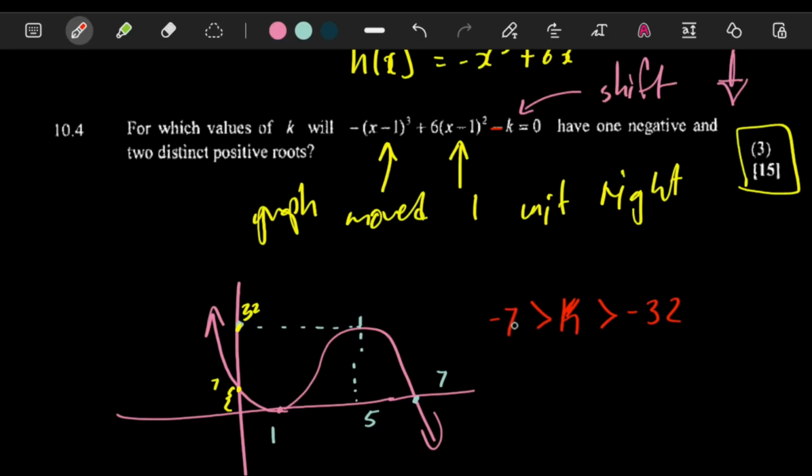The reason why k has to be smaller than negative 7 and k has to be bigger than negative 32 is because, firstly, we said that for our scenario to start playing out, you have to move it a minimum of 7 units downwards.